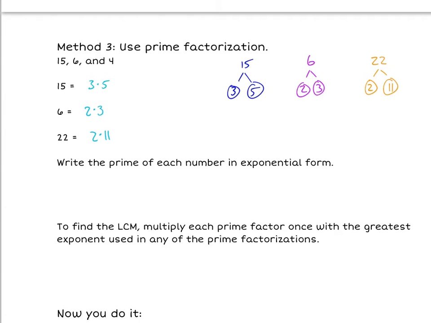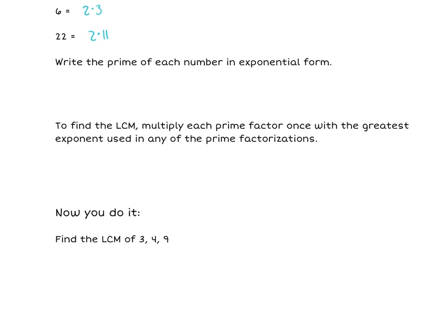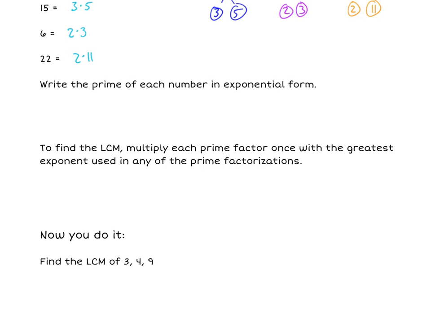So those are 3 quick ones. Write it in exponential form? Well, those don't have any repeats, so we're just going to leave those the way they are. To find the least common multiple, multiply each prime factor once with the greatest exponent used in any of the prime factors. Okay, that's a little confusing.